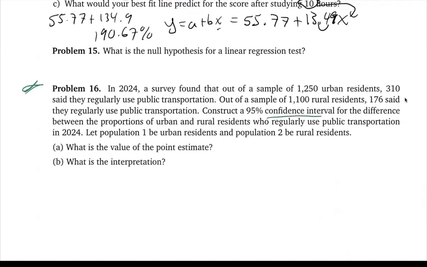So it very explicitly says confidence interval. I haven't read this yet, but I know when I go to my calculator, I'm going to choose something with INT or interval in the name. Okay, a survey found that a sample of this many urban residents, 310, said they regularly use public transportation. Ah, that's a proportion. It's an X1 out of an N1. It's how many positive for something compared to a total. And then out of a sample this many rural residents, this many said they use public transit. Construct a 95% confidence interval for the difference between the population proportions.